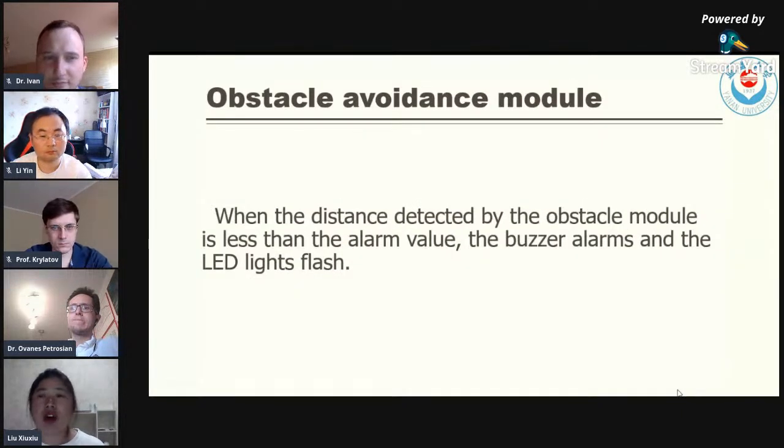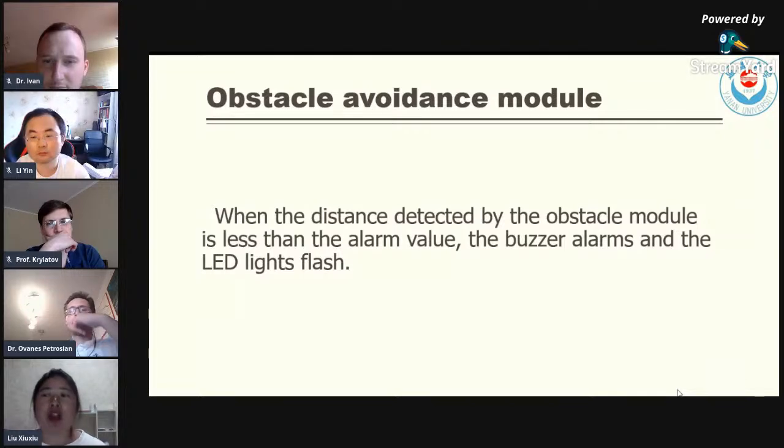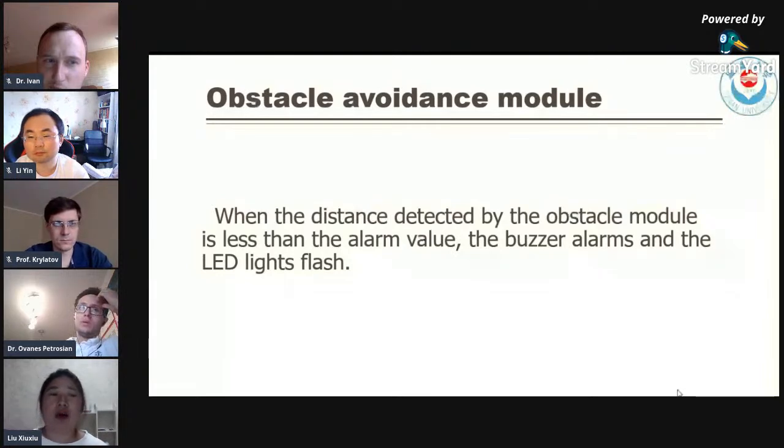For the obstacle avoidance module, the obstacle avoidance module can achieve parking detection and collision detection functions. The obstacle avoidance module works when the distance detected by the module is less than the alarm value, the buzzer alarms, and the LED light flashes.